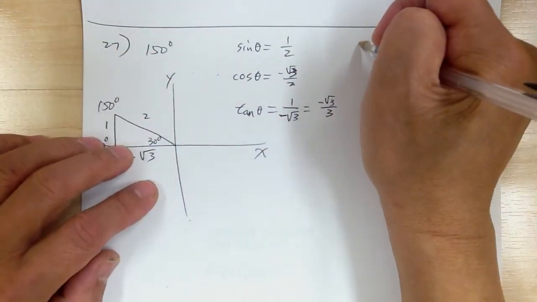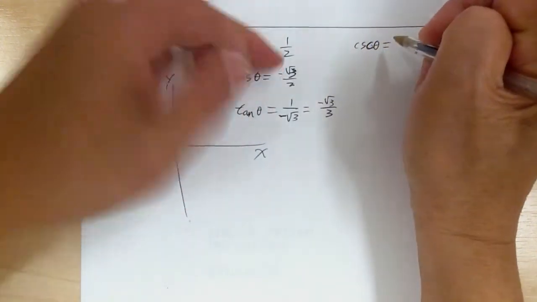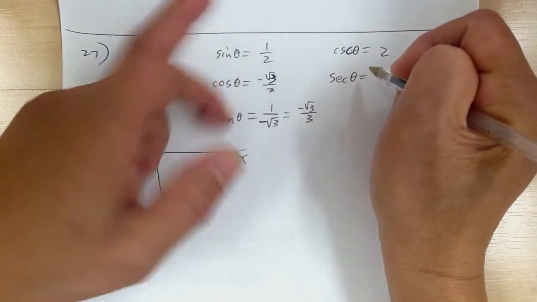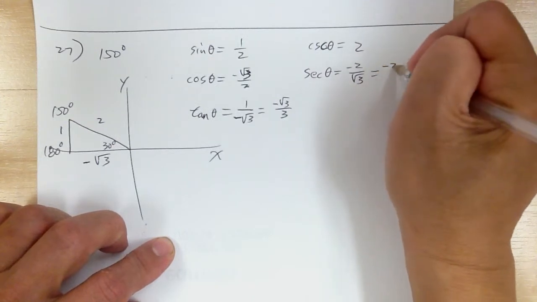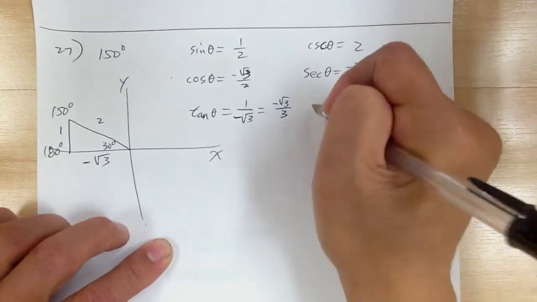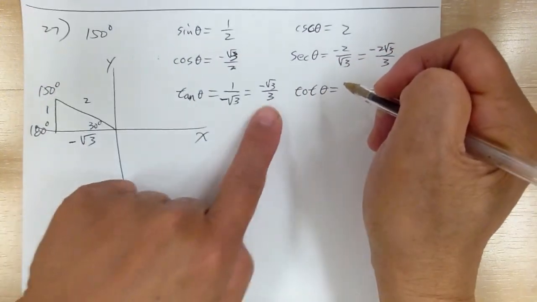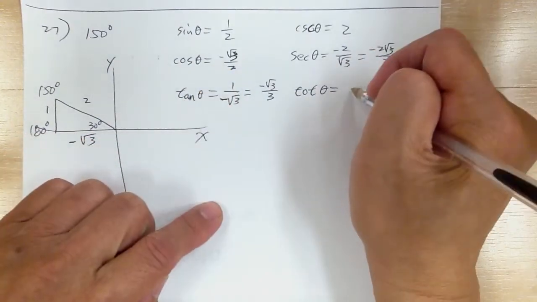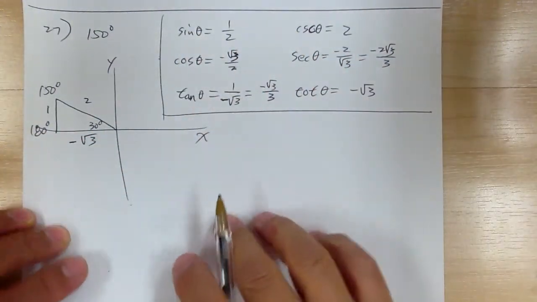So sine, you get cosecant. So you flip upside down, you get 2. And secant, you flip this upside down, you get negative 2 over square root of 3. And you simplify, you get negative 2 square root of 3 over 3. And cotangent theta, okay, now don't flip this one, you got to flip this one, that way you don't have to simplify. When you flip this one, your answer will be negative square root of 3. Okay, and that's it for your 6 functions.